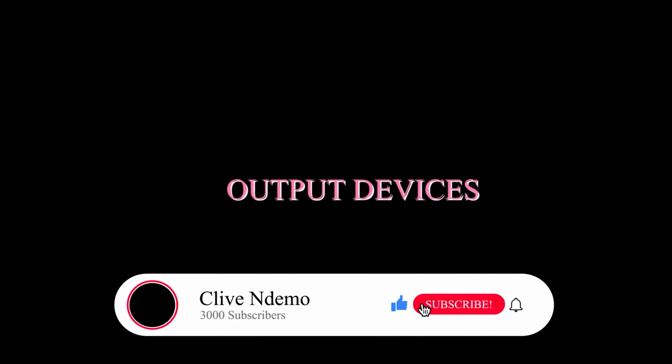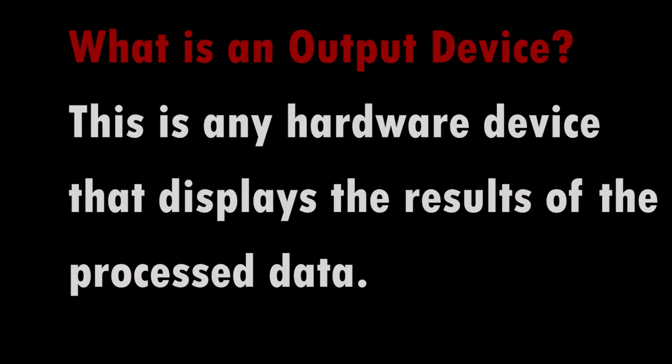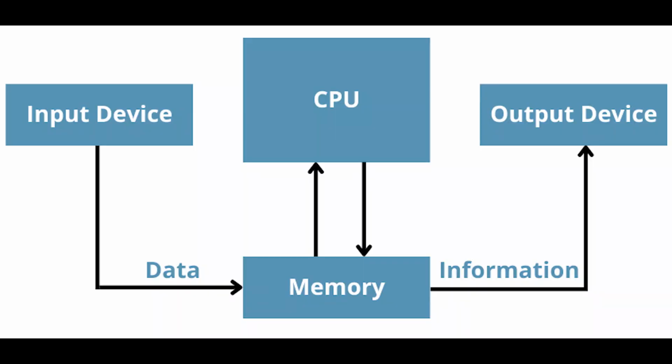In the second part of the lesson, we are going to look at output devices. An output device is any hardware that displays or produces the results of the processed data. Remember, you had input data, it has been processed. Now, to see the results, you need an output device. In simple terms, output devices show us what the computer has done.